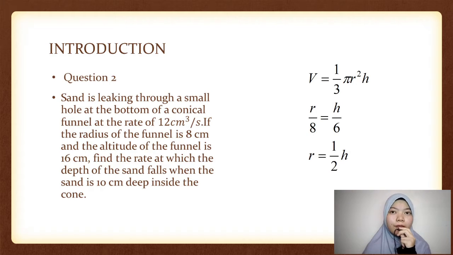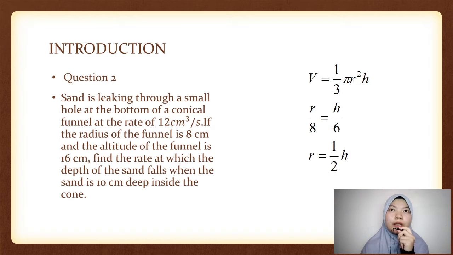The question is as follows. Sand is leaking through a small hole at the bottom of a conical funnel at the rate of 12 cm³ per second. If the radius of the funnel is 8 centimeter and the altitude of the funnel is 16 centimeter, find the rate at which the depth of the sand falls when the sand is 10 centimeter deep inside the cone.